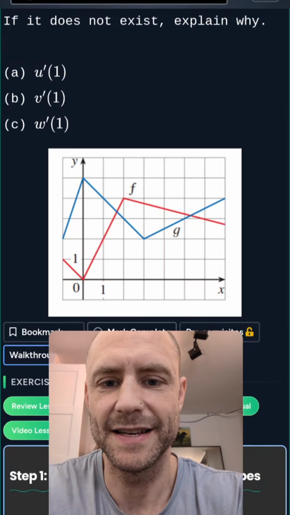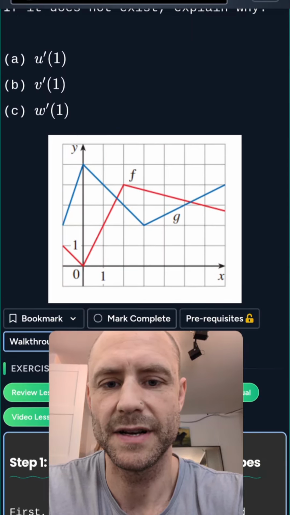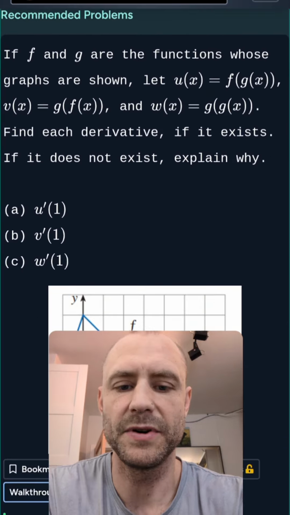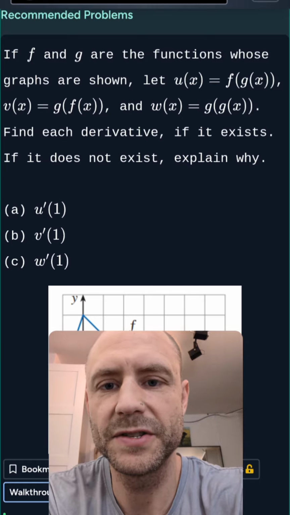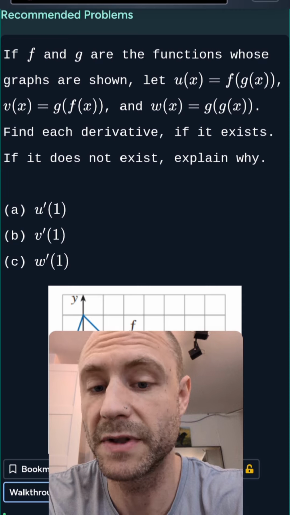All right, taking a look at this image here. We've got a red f function and a blue g function. So this is about chain rule, taking derivatives. If f and g are functions whose graphs are shown, let u of x be defined as given. We're only going to deal with u of x right now.